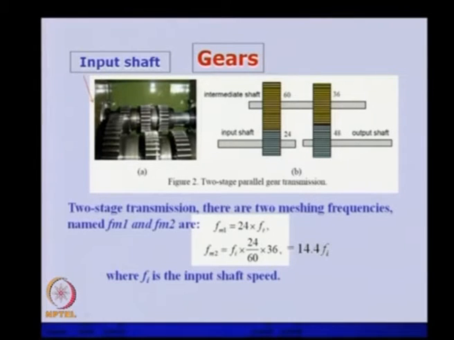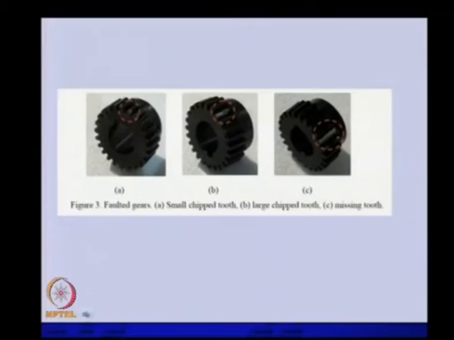apart from the rotational frequency of the input shaft. These are the various gears and especially the faults. You can see in the first one a small chipped tooth. A small tooth has been chipped off. This is a large chipped tooth, and in another one the whole tooth has been removed. So, there are three levels of fault, all of them related to the tooth of the gear.